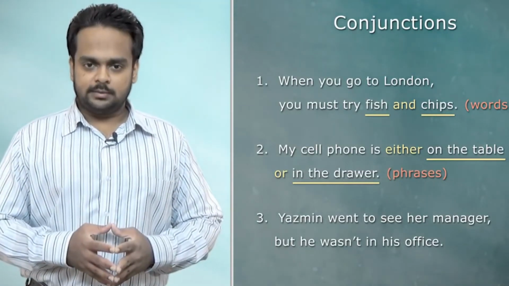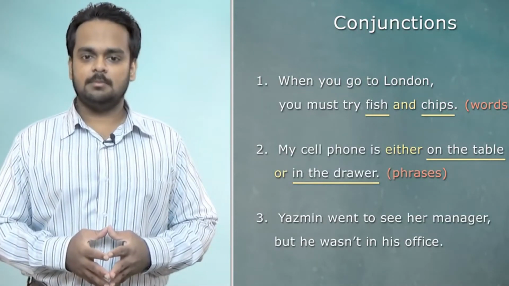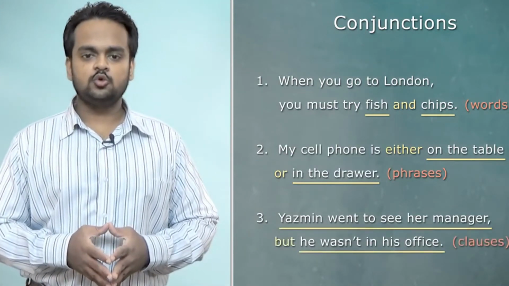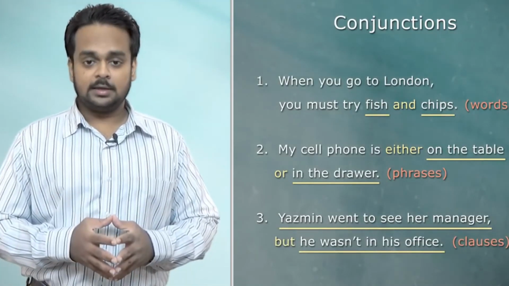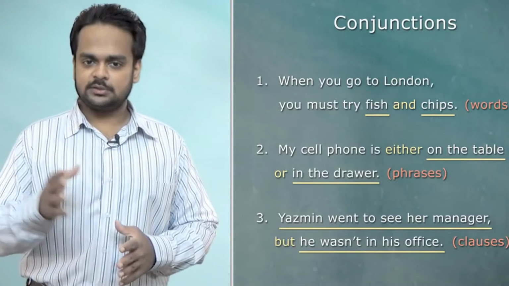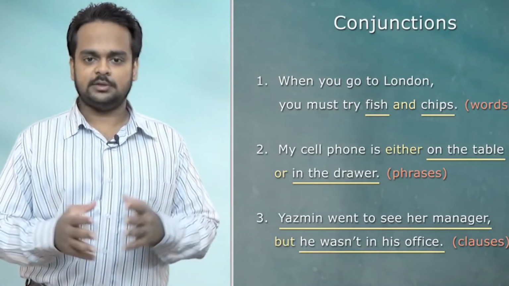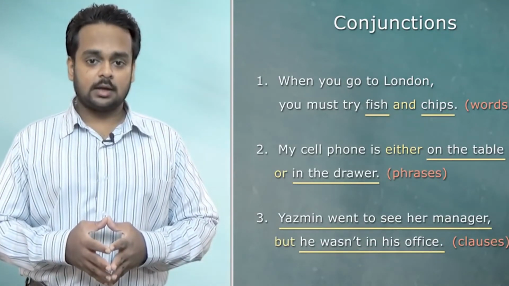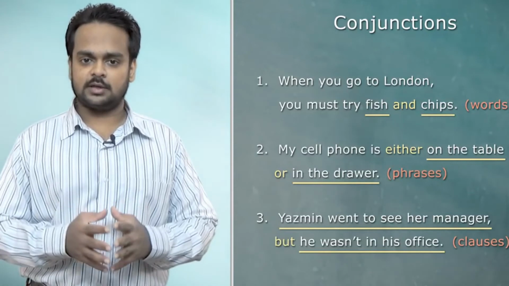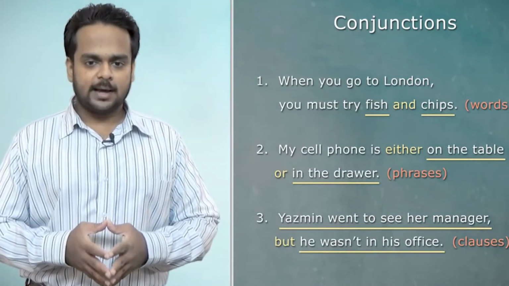And in number 3, can you find the conjunction? The conjunction is but, and it connects two clauses. Clauses are just like sentences. Yasmin went to see her manager is the first clause, and the second clause is he wasn't in his office. So you see here that conjunctions can connect any two parts of a sentence. Alright, so now let's talk about the different types of conjunctions.